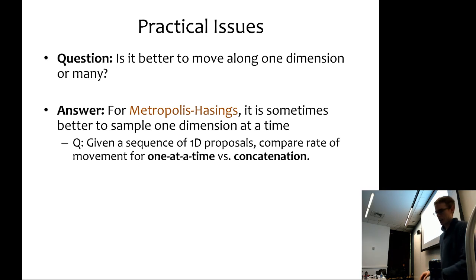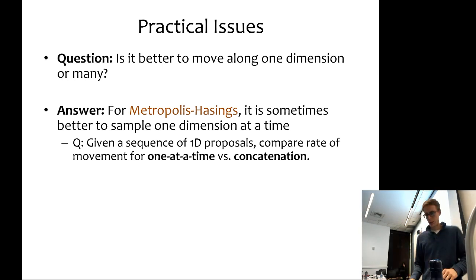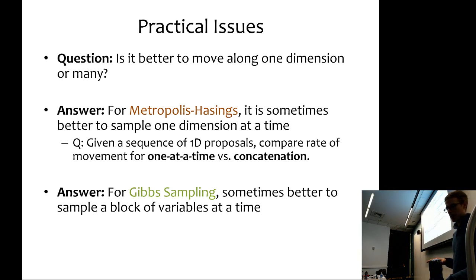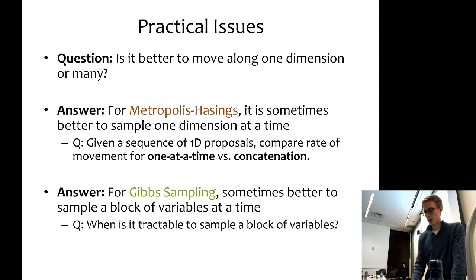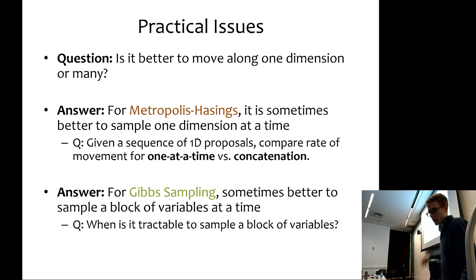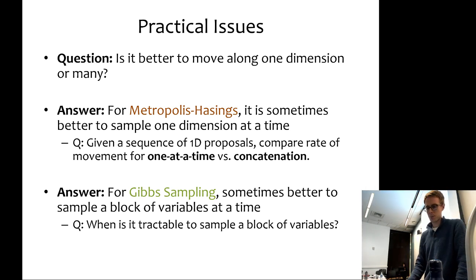So basically, given a sequence of one-dimensional proposals, you could compare the rate of movement for one at a time versus concatenating them all together. So for Gibbs sampling, in fact, maybe sometimes it's better to sample a whole block at a time rather than just one. So maybe for both of these, the answer is somewhere in between, right? Don't sample all of the variables at once. Don't sample just one. Sample some small set of variables that you can tractably work with. Okay. So when is it tractable to sample a block of variables? Well, one of those cases is where you're sampling from a block that corresponds to the factors of a factor graph.